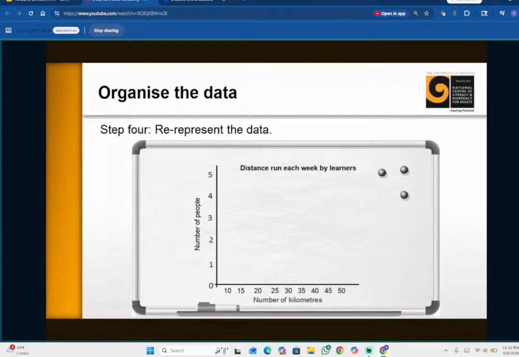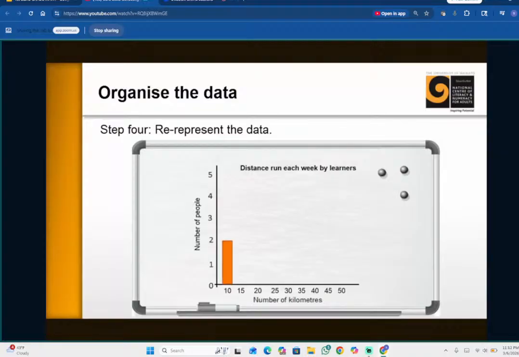Now, as you can see, what we've done here is we've changed what the axes represent. And this is usually an interesting point for the learners. So along the bottom, you might write in number of kilometers. And on the vertical axis, you might write the number of people. And then you're going to ask the learners to collate the data and write it in themselves.